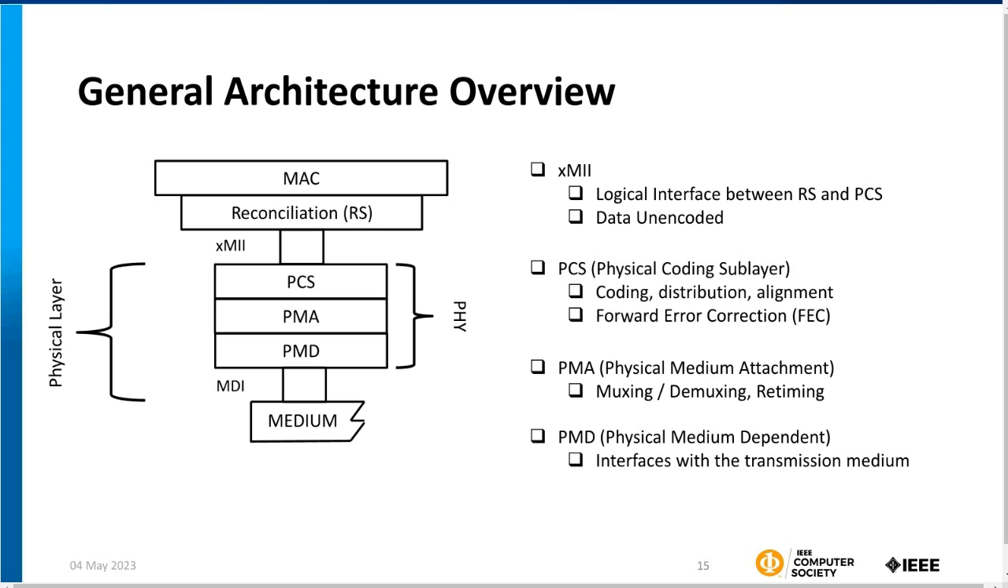We've got the PMA, and the PMA is essentially where you do the muxing, the demuxing, retiming, and then you have the PMD, and this is what actually drives the different mediums, okay? And the MDI, which I show here, is the connector interface to the medium, and then the medium is the copper cable, the multimode fiber or single mode fiber. So that's a general overview of an Ethernet architecture.